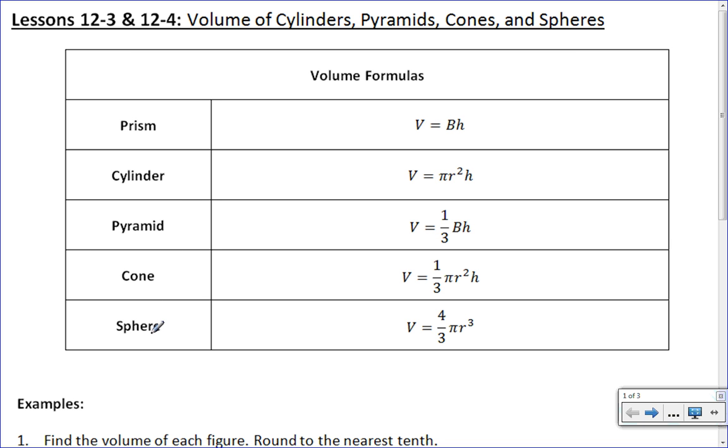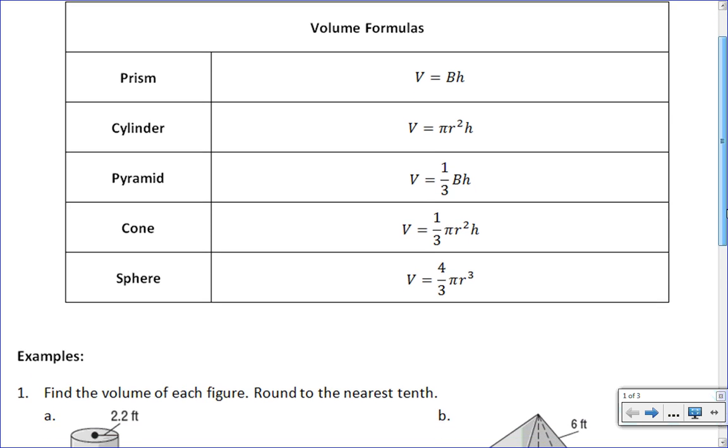Some things to notice about these formulas. If you look at the similarity between the prism and the cylinder formula, notice that the big B for a prism in a cylinder has been replaced with pi r squared, which makes sense because the base of a cylinder is a circle, and the area of a circle is pi r squared. You see the same similarity between the pyramid and the cone formulas. Notice the big B here for a pyramid has been replaced with pi r squared for a cone, because again, the base of a cone is a circle. So these are the formulas that we will use to find volumes in this section.